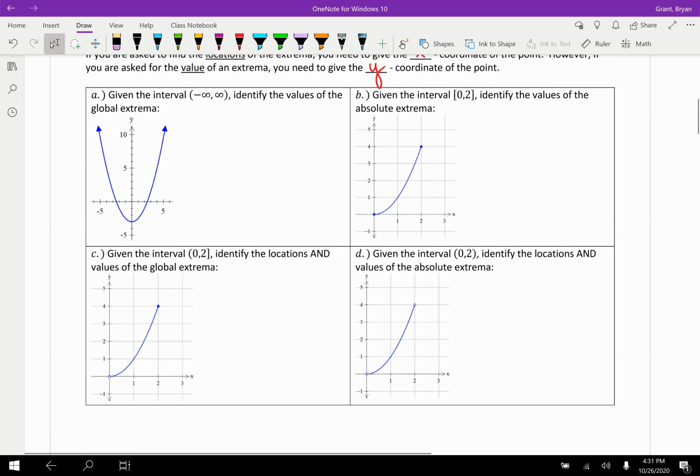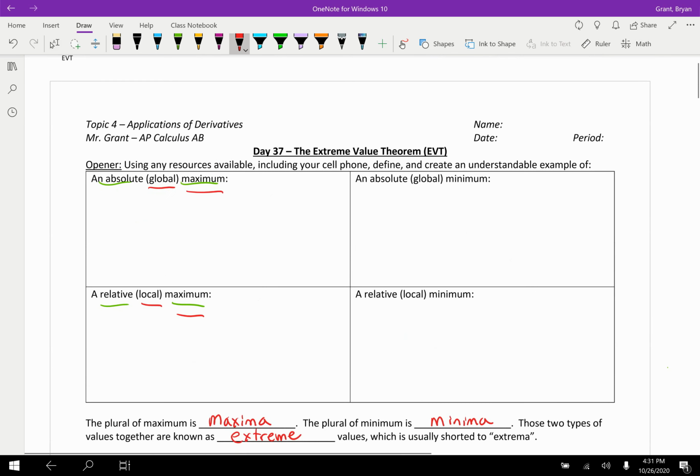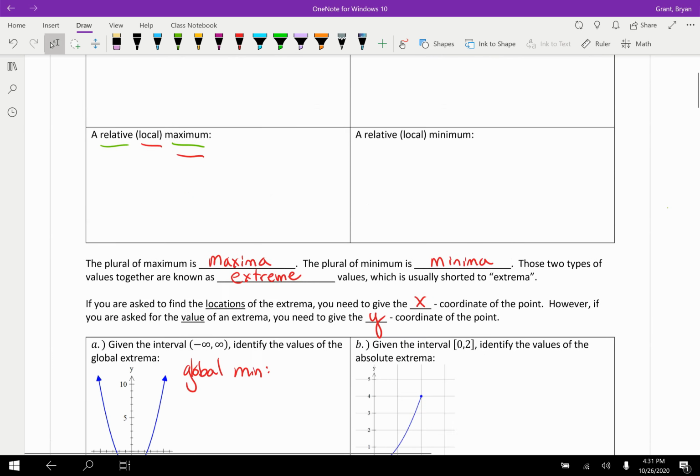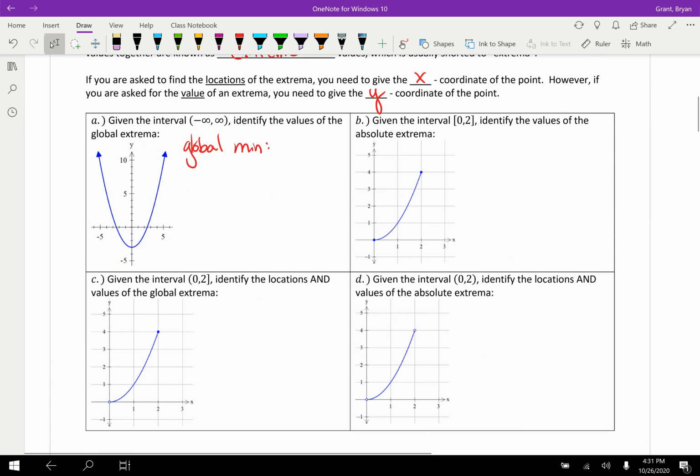All right, let's do a little practice to make sure we understand what the heck these things are. Given the interval negative infinity to infinity, and remember intervals are always given along the x-axis, so they're telling us we're allowed to use any x value, identify the values of the global extrema on part A. Well, the global minimum is nothing too bad. So if I wanted to talk about and spell the global minimum, I'll probably just write global min a little bit shorter. Notice up here I could have also said absolute min, and actually I tend to use absolute min a little bit more, but we'll practice.